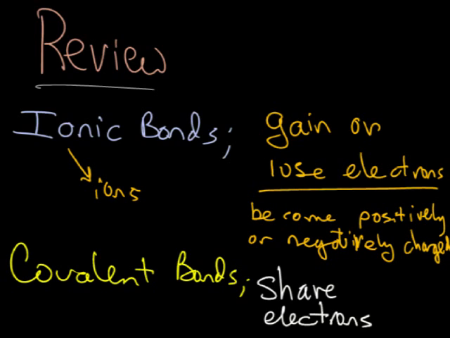In a covalent bond, electrons are shared between two atoms. Usually they are either metals or nonmetals, but not a mix of metals and nonmetals.